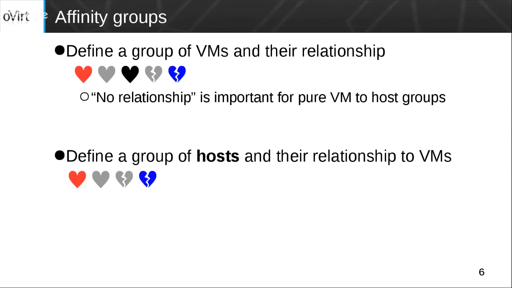Okay, so again, just a quick recap about the affinity groups. We can define a group of VMs and the relationship with each other. And we can define a group of VMs and hosts and the relationship to each other. One point that we'll mention again later on is no relationship. It means we can define a pure VM to host group, because in an affinity group in our UI and REST, we can define both VMs and hosts, and we want a way to show that this group only represents VM to host and no VM to VM affinity.